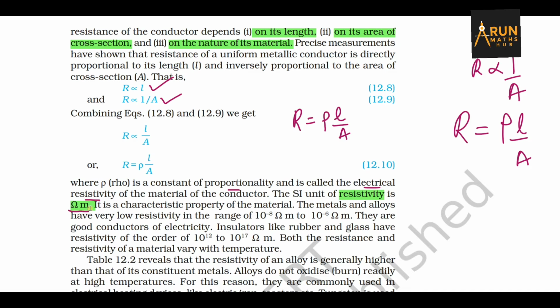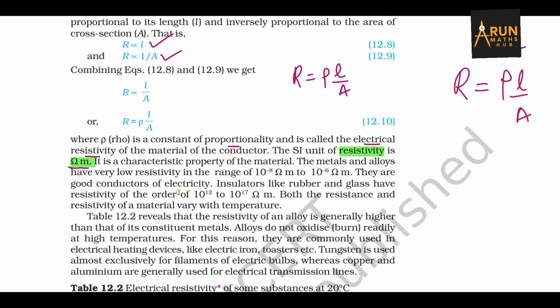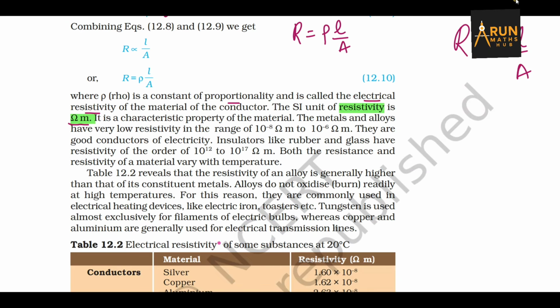What is resistivity? It is defined as what? Constant of proportionality called resistivity. So resistivity is the property of a material to offer resistance, right? And also the SI unit of resistivity is ohm meter. The SI unit of resistance is ohm. SI unit of resistivity is ohm meter.